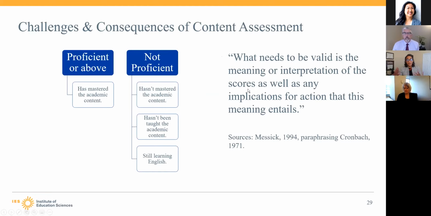And so the fact that they're still learning that language leaves us in a little bit of a pickle in terms of how to interpret test scores. So if an English learner student earns a score of proficient or above on an academic content assessment, it's usually safe to assume that that means the student has in fact mastered the academic content that the assessment was designed to assess. But if they're not proficient, there could be a number of different interpretations, and it's often not clear which is the case. So it could be that they haven't mastered the content that was on the assessment.